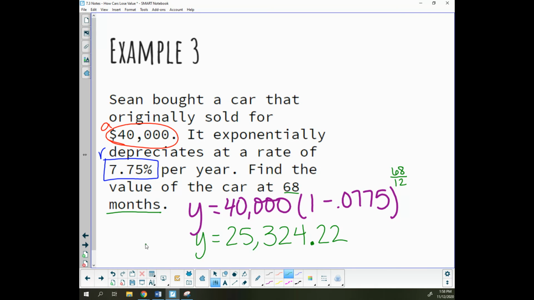So all I have to do on this one is replace that x value, and since the x value was given in months, make sure anytime you're given a month value that you divide that by 12.